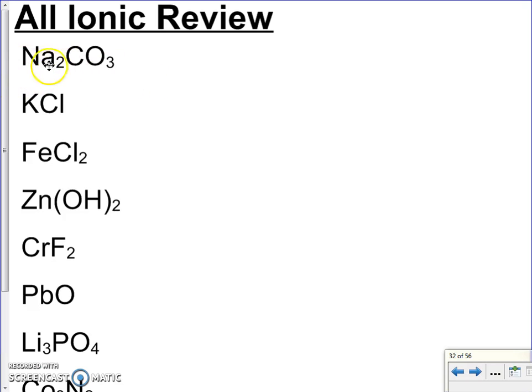So looking at the first one, Na2CO3, we can see that there is a polyatomic ion to begin with, so we know we're going to name it that way. Sodium is not a transition metal, so we just name it like we always have. So Na is just sodium. And then we have CO3, which is a polyatomic ion. So if we remember back to our rules for polyatomic ions, we just name them off the list. So CO3 is carbonate. So we'll name this sodium carbonate.